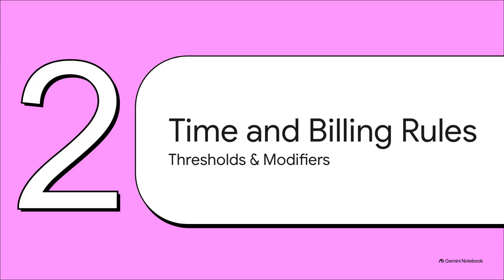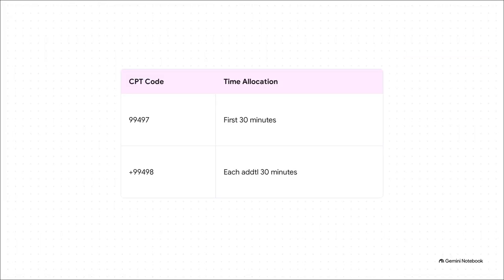Moving right along to Section 2, ACP time and billing rules, thresholds and modifiers. Let's break down the math, because this is where folks get tripped up. ACP codes operate on the midpoint rule. For your base CPT code 99497, which covers that first 30 minutes of face-to-face time, you have to cross the midpoint. That means your provider must document a minimum of 16 minutes to legally bill the base code.